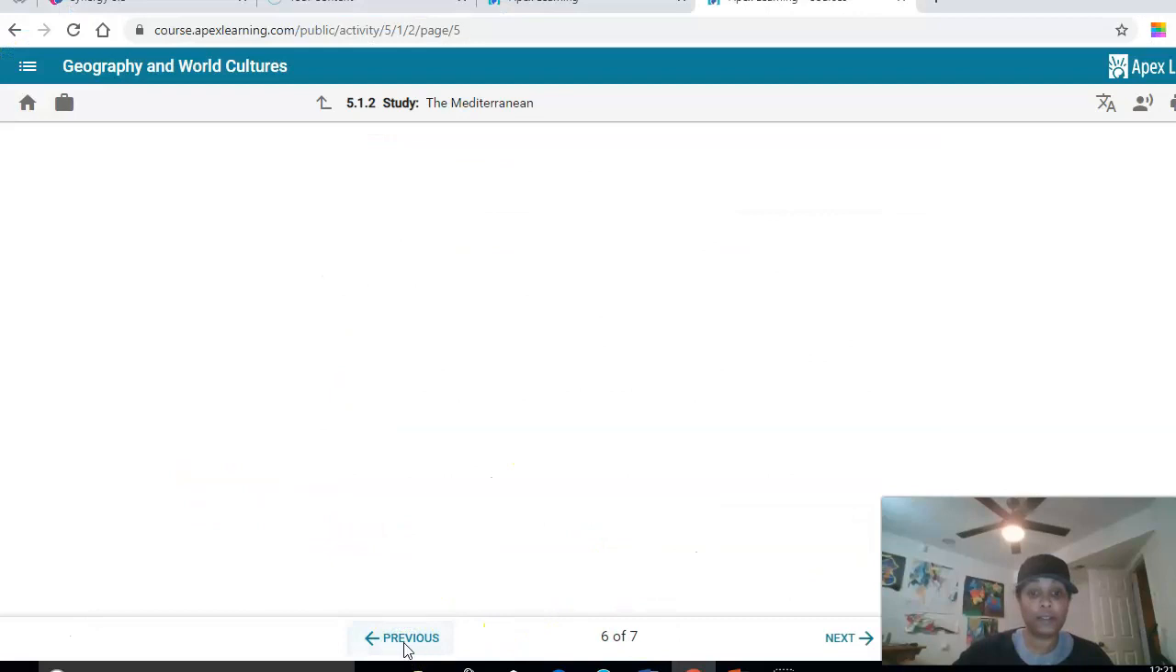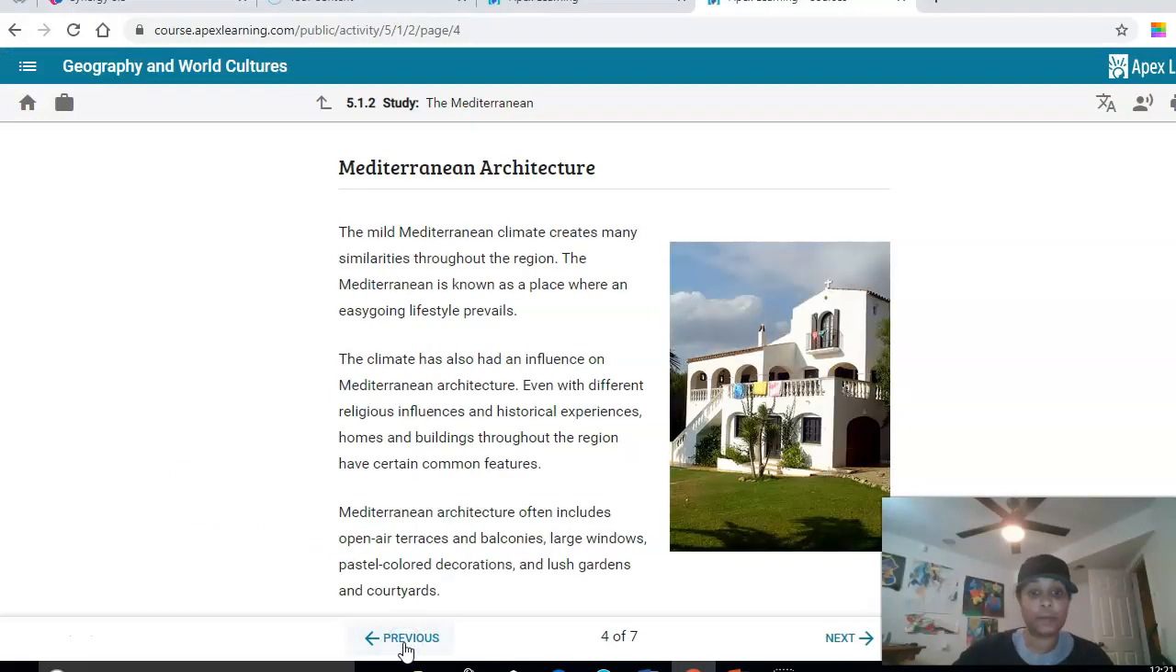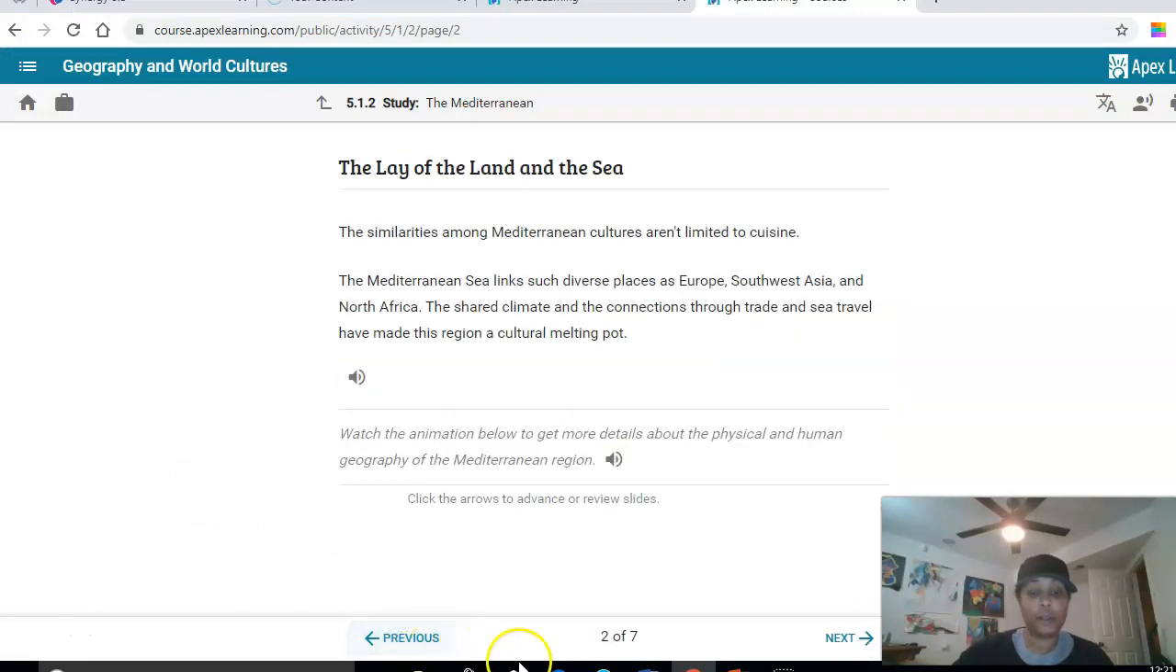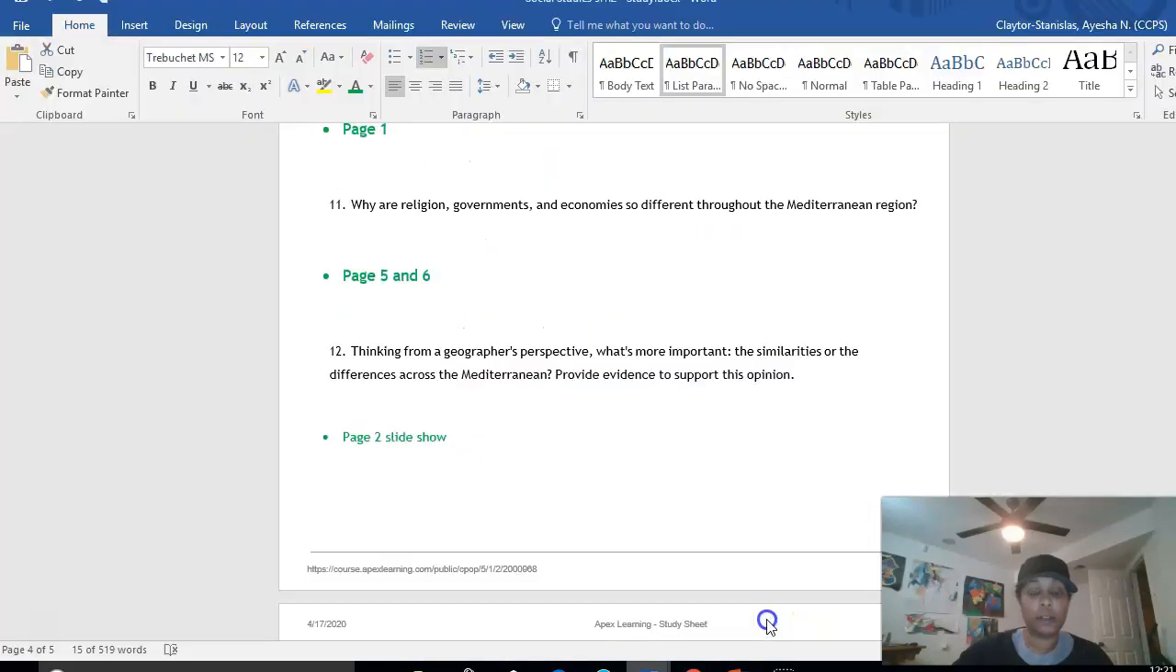Page 2, I believe. That's 4, 3, 2. Go back to my question, make sure I read it correctly. Thinking from a geographer's perspective, what's more important, similarities or differences across the Mediterranean? Well, if people need to get along due to economic, cultural, religious differences, or just to get along, period, then of course you want to make sure that you look for those indicators. What makes them get along? What are some commonalities to answer number 12?